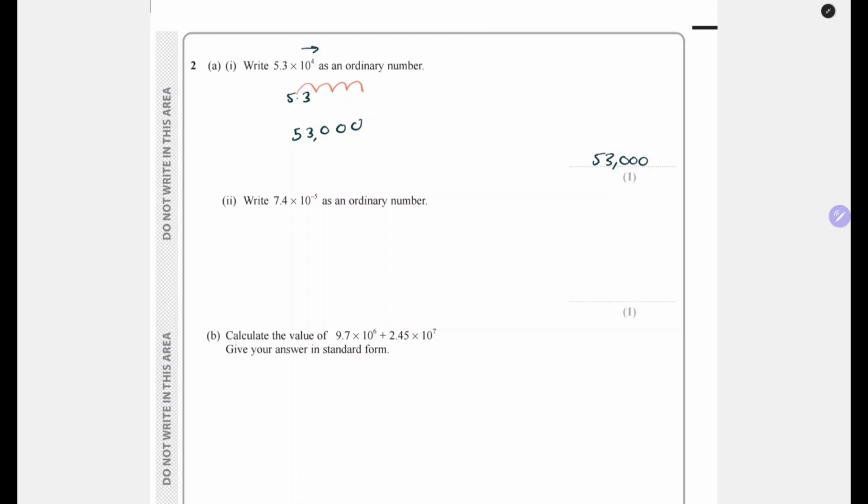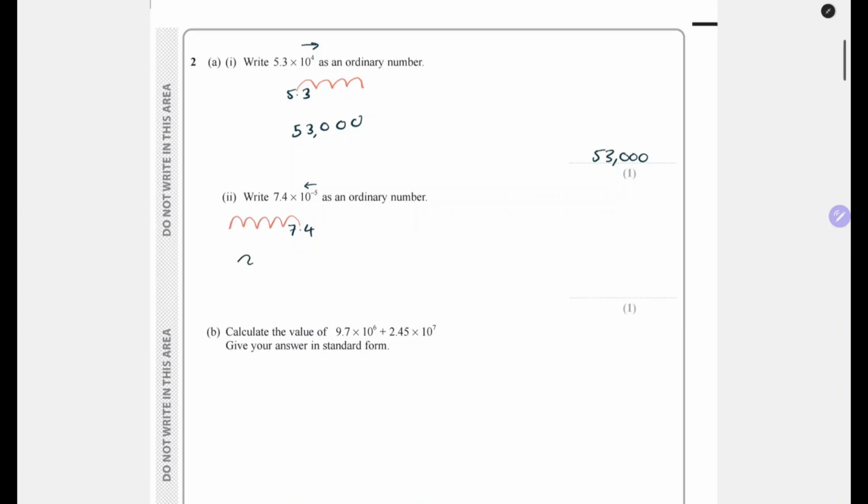Part 2 says, write 7.4 times 10 to the power of negative 5 as an ordinary number. Now that we know that the index is negative, we're going to move the decimal place to the left-hand side. So 7.4, and we move it to the left-hand side 5 times. 1, 2, 3, 4, 5. So 0.00074.